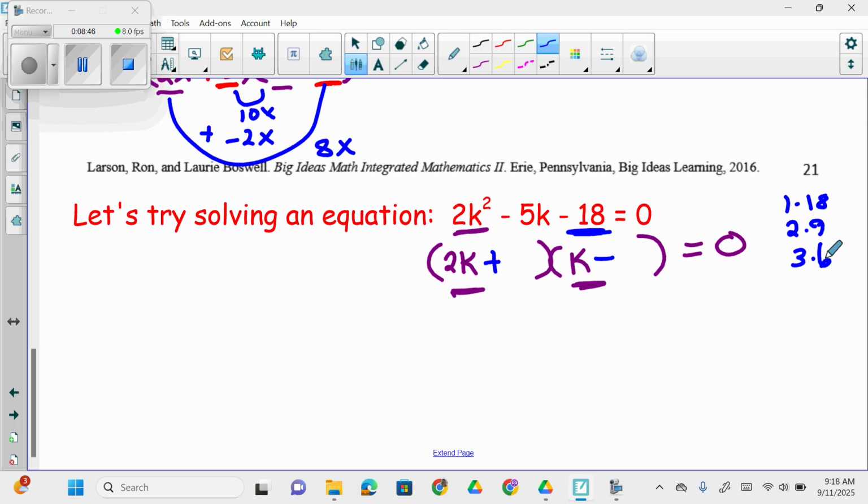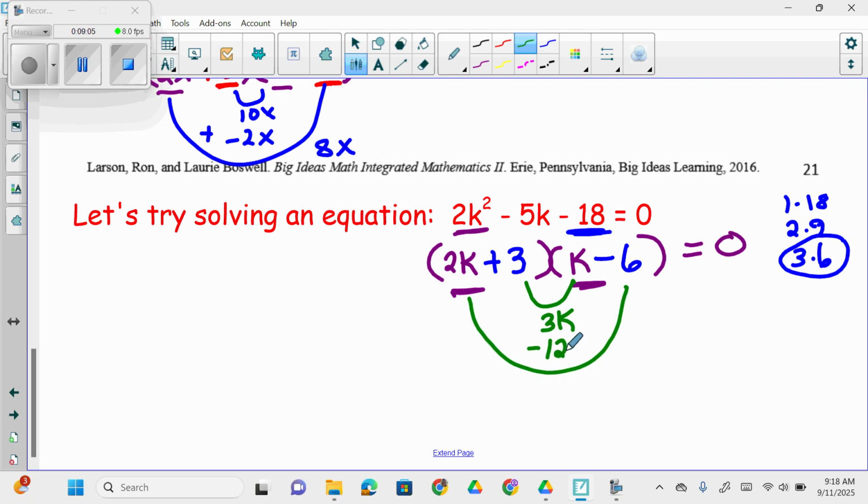I always like to start with the numbers that are closest together. So I'm going to start with 3, 6. So I'm just going to take a guess, and I'm going to put the 3 and the 6, and we're going to see what happens. I make my smiley face, 3k, negative 12k. Add it up, that gives me negative 9k. That did not work.